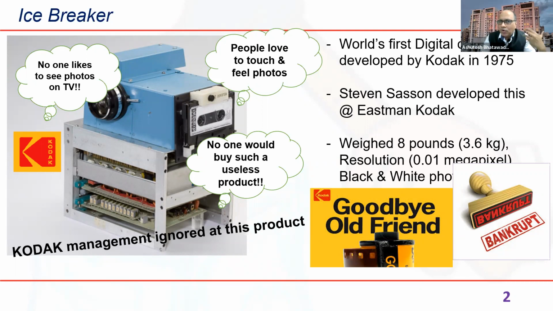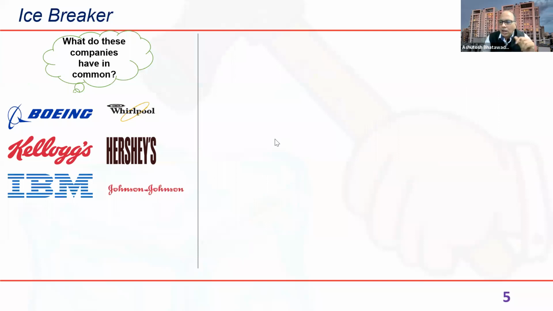This is what I wanted to start with before I introduce you to the topic of design thinking. Another very interesting riddle. These are companies in varied businesses, as you can see. One is a breakfast cereal company, Kellogg's. One is a chocolate company, Hershey's. Then we have a medical company, Johnson & Johnson, aircraft manufacturer Boeing, white goods manufacturer Whirlpool, and the ubiquitous IBM.